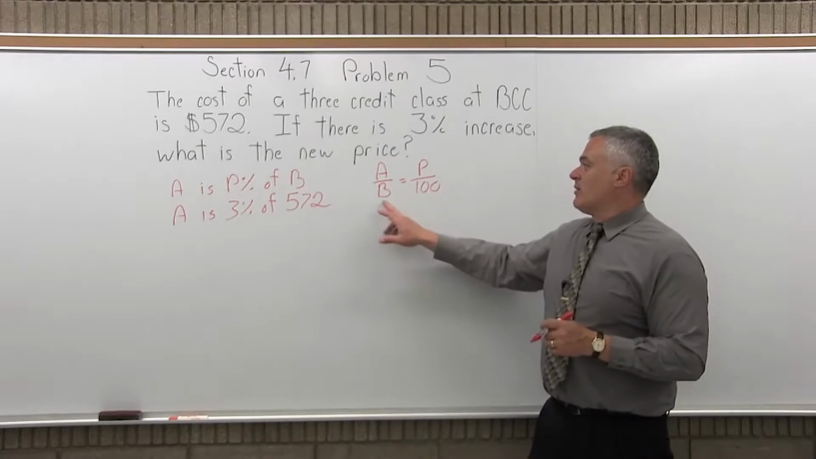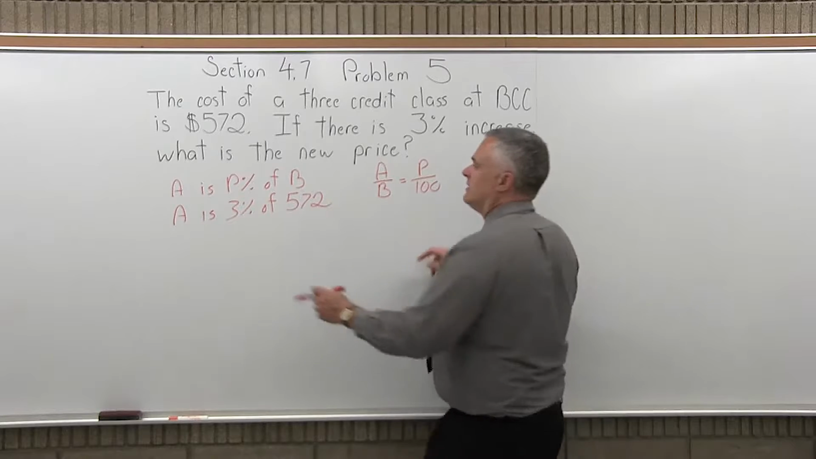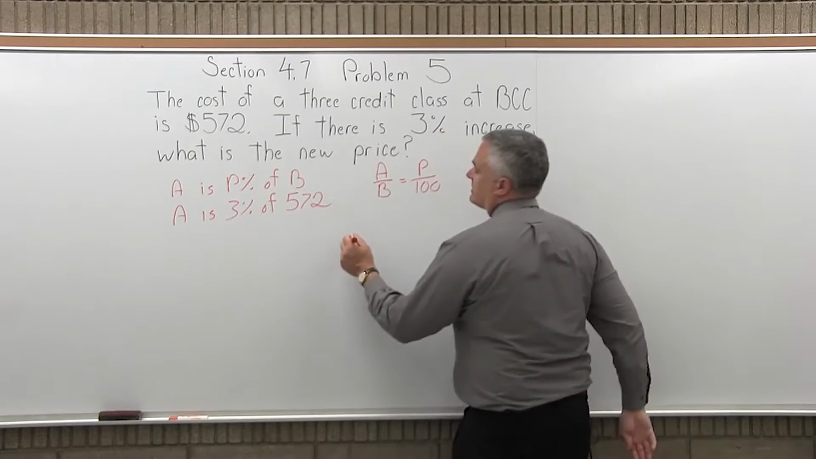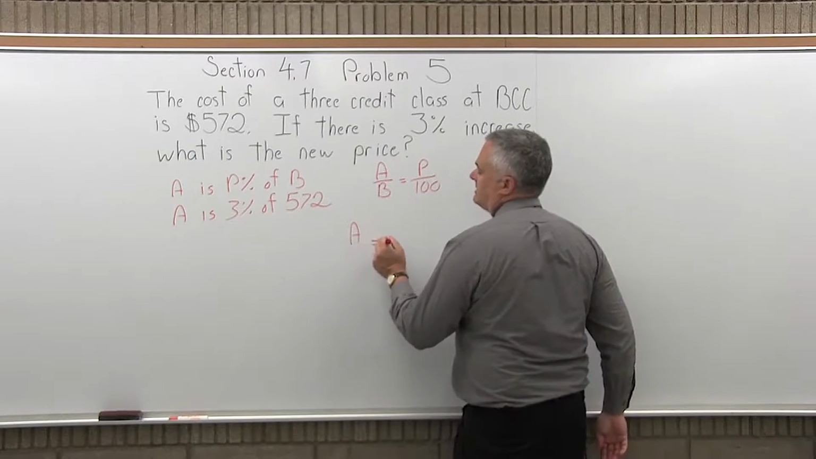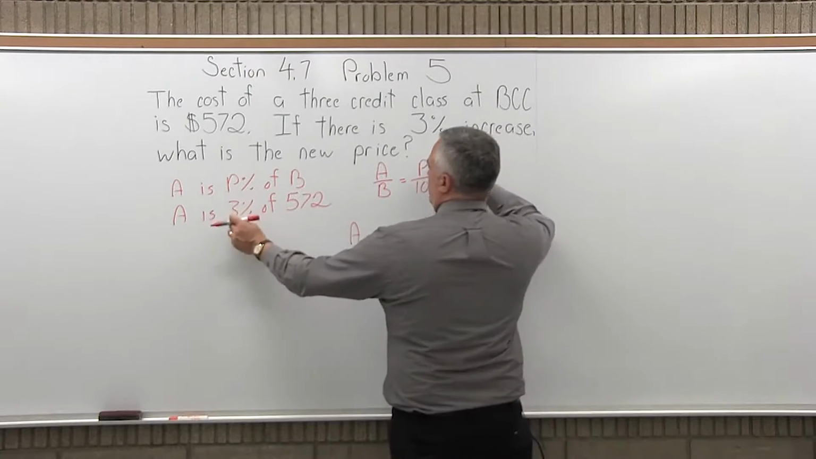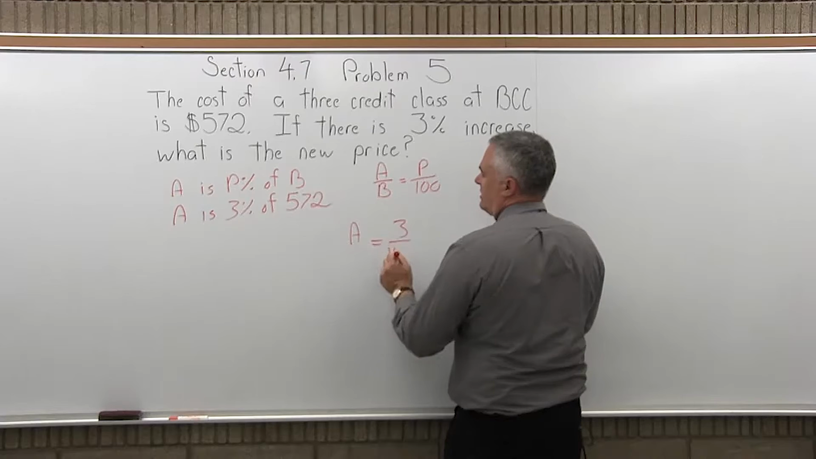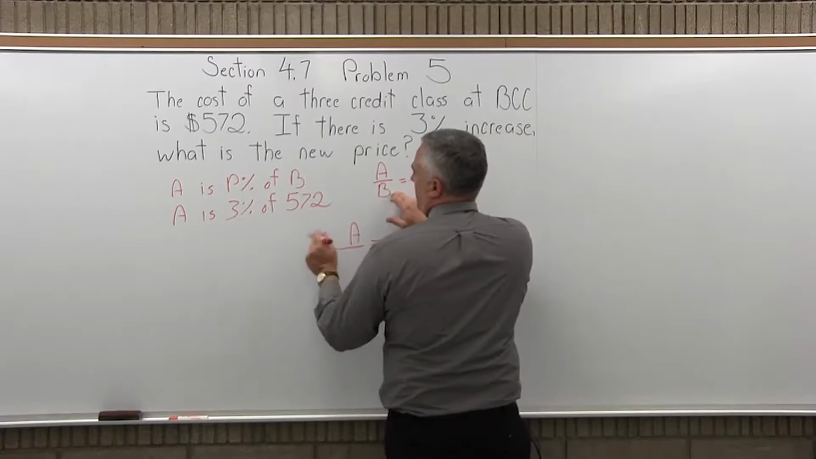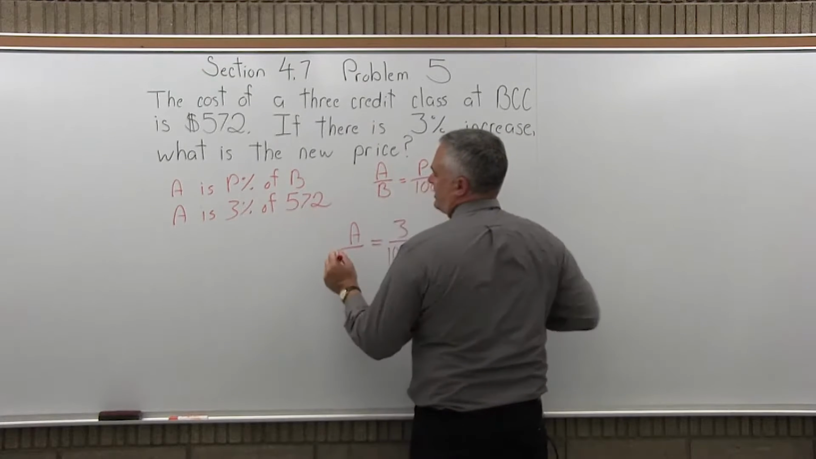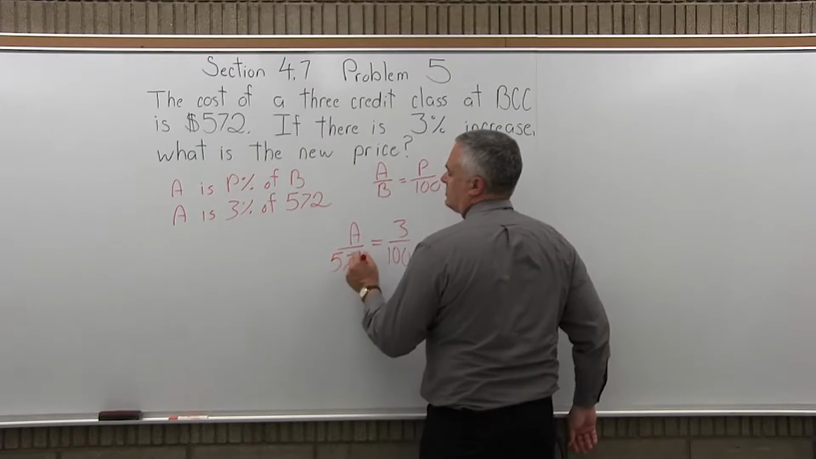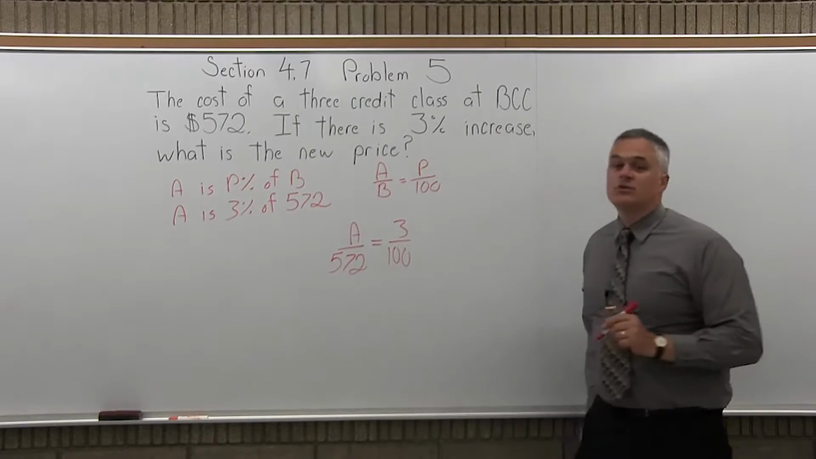Now that I can write it that way, I can fill in my formula. The A is unknown, so it can just stay as an A. Then the equal sign. The P is 3. The percent I put in is 100. And then I come back underneath. The B, the last number, is 572. So now I have an equation with one unknown.